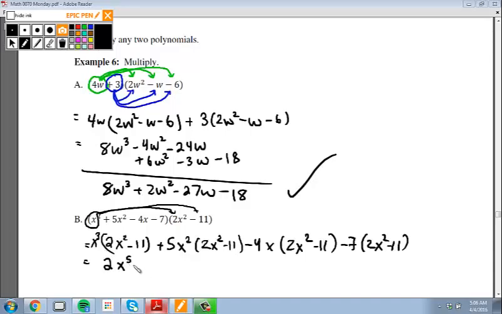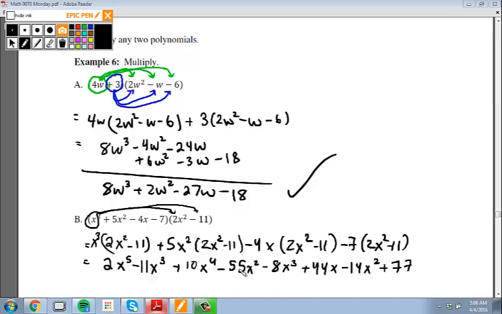Alright, so what do we have? 2x to the fifth, because we're adding the exponent. 3 plus 2 is 5, minus 11x to the third, plus 10x to the fourth, minus 55x squared, minus 8x to the third, plus 44x, minus 14x squared, and then, let's see, plus 77.